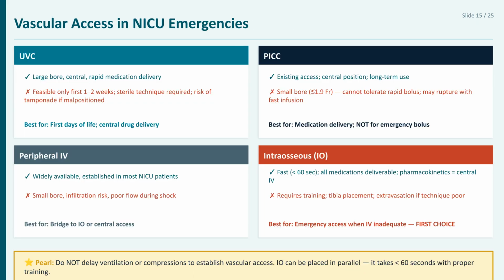Vascular access choices include UVC, PICC, peripheral IV, and intraosseous access. UVC offers central and rapid drug delivery, but is only feasible for the first 1 to 2 weeks. PICC lines are for medication delivery and long-term use, but are small bore. Peripheral IVs are widely available but have poor flow during shock. Intraosseous access is the first choice for emergency access when IV is inadequate, as it is fast and delivers all medications. Do not delay ventilation or compressions to establish access.